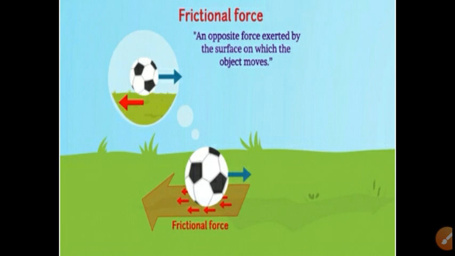The surface exerts a force on a moving body in the opposite direction of motion. This force is known as frictional force. Frictional force is an opposite force exerted by the surface on which the object moves.